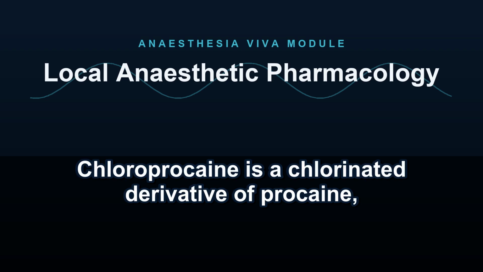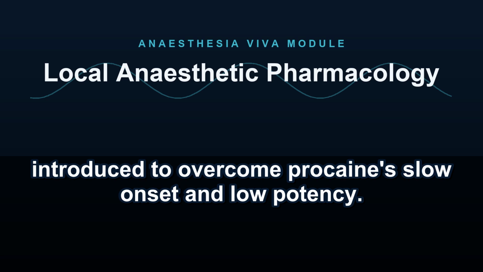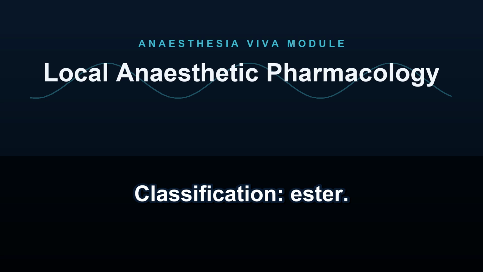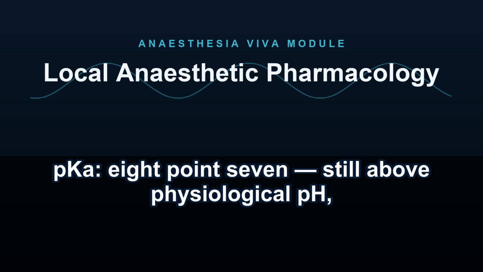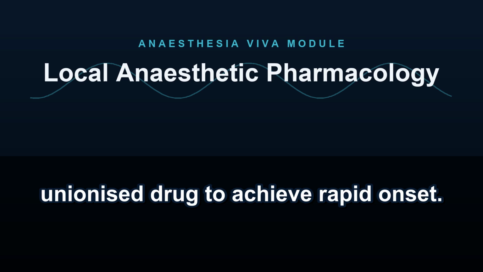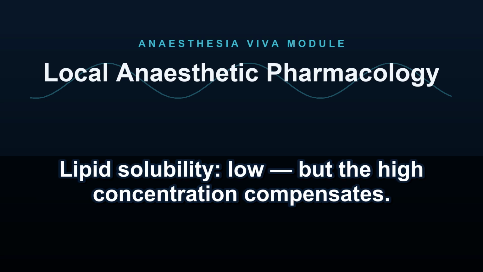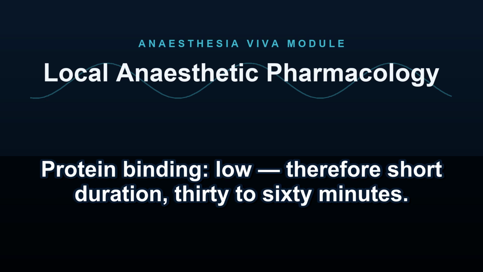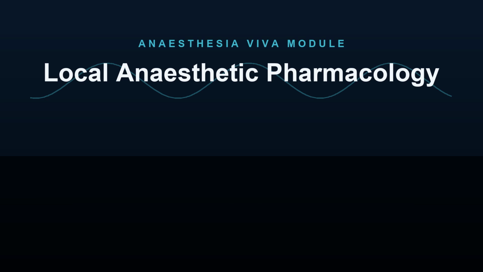Chloroprocaine. Chloroprocaine is a chlorinated derivative of procaine, introduced to overcome procaine's slow onset and low potency. Classification: ester. pKa 8.7, still above physiological pH, but used at high concentration, 2 to 3%, which generates sufficient unionized drug to achieve rapid onset. Lipid solubility: low, but the high concentration compensates. Protein binding: low, therefore short duration, 30 to 60 minutes.